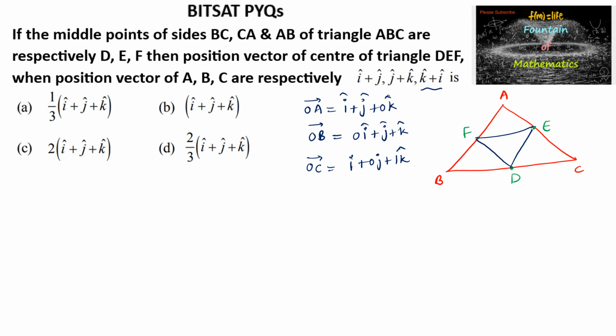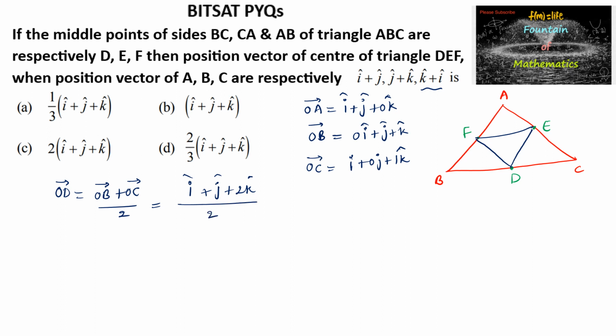Since D is a midpoint, we can write the vector OD is equal to (OB plus OC) upon 2. So OB plus OC is 0 plus 1, that is 1i, plus 1 plus 0, that is 1j, and 1 plus 1, that is 2k, divided by 2.